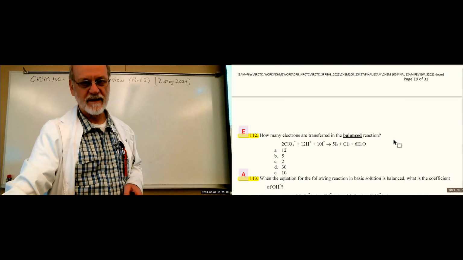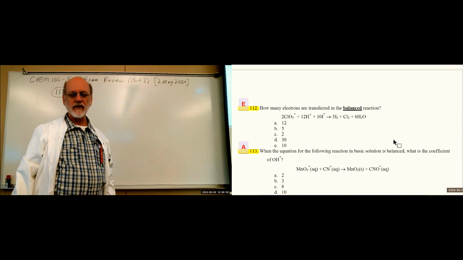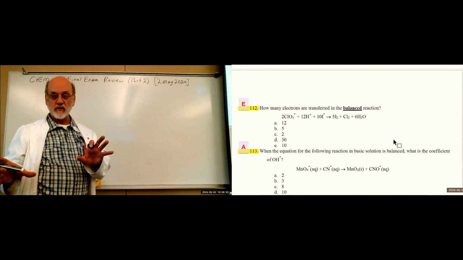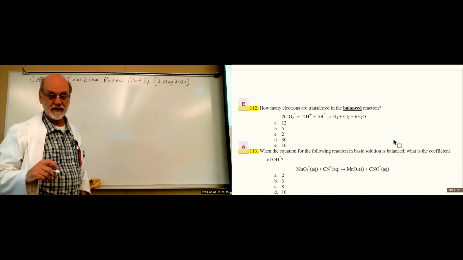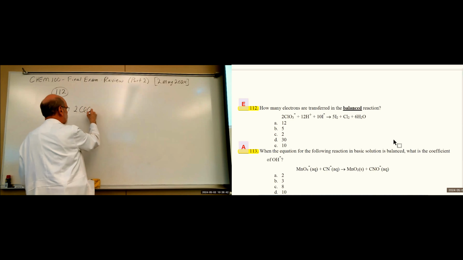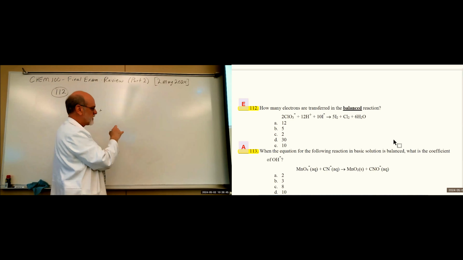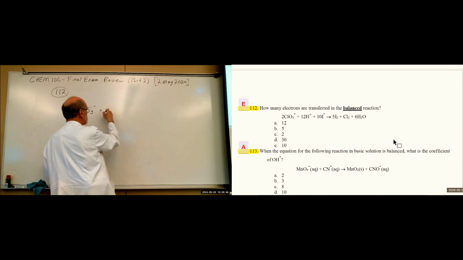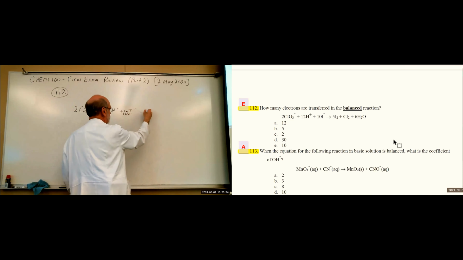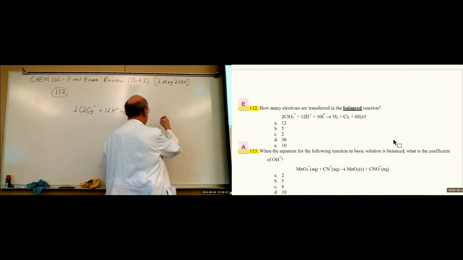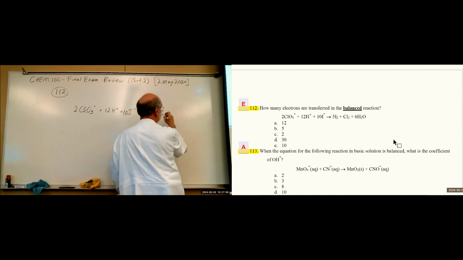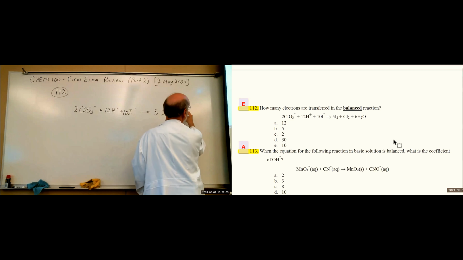All right, 112. How many electrons are transferred in the balanced reaction? Okay, this is already balanced. We just have to track the electrons. So let's write that equation. 2 chlorates plus 12 hydrogens plus how many iodides? 10. Yields what? 5 iodines plus chlorine plus 6 water.